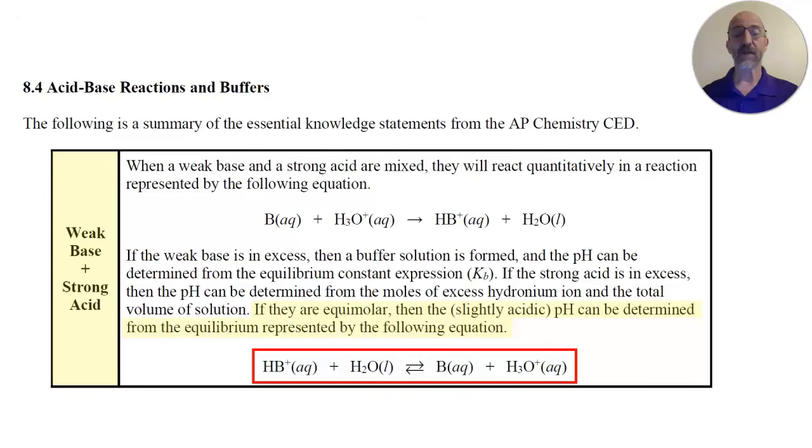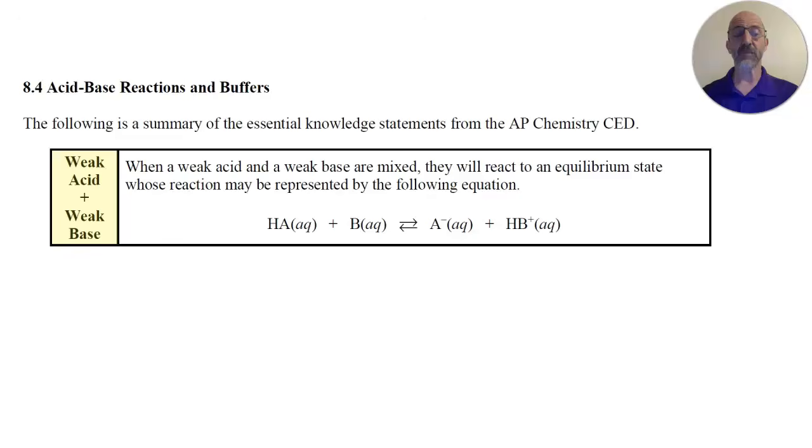And then, as you can imagine, our last category would be weak acid plus weak base. When a weak acid and a weak base are mixed, they will react to an equilibrium state, whose reaction may be represented by the following equation. We can see that the weak acid, represented as HA, reacts with the weak base, represented as capital B, and on the right side of the equation you can see the conjugate base, A-, and the conjugate acid, HB+. Now, in topic 8.4 in this packet, during our practice section, we will take a look at all of these four types in terms of the examples and the practice questions.